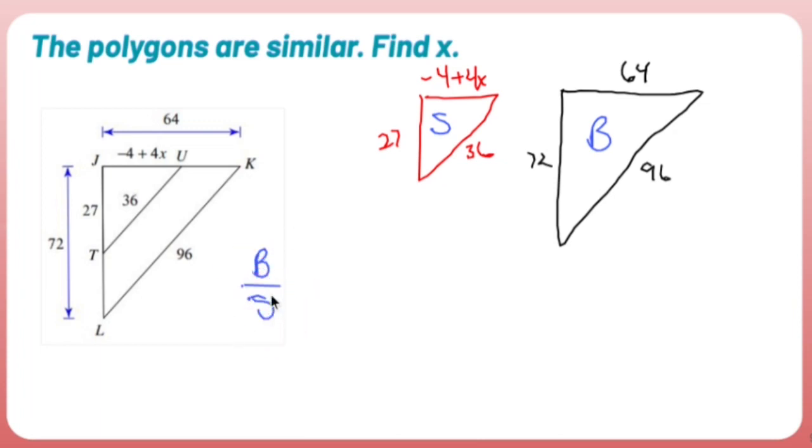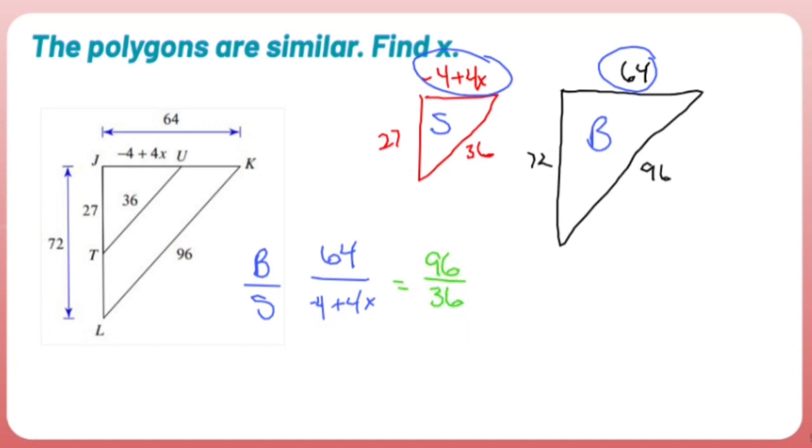We have extra unnecessary information. First off, I definitely have to find x. So I'm going to make sure if I'm going to compare the big over the small that I first start out by comparing 64 over -4 plus 4x. Definitely have to do that first. Now, if you're wondering, all right, so what other sides do I do? It doesn't really matter. I could do 96 over 36 or 72 over 27. It doesn't matter. So I'll do 96 over 36 because it doesn't matter at all.